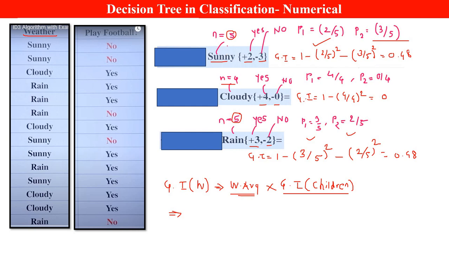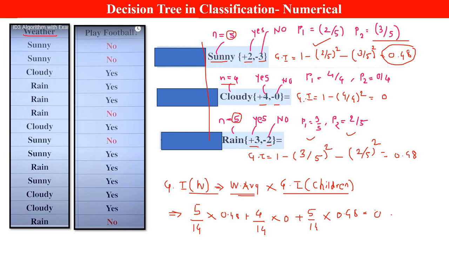So what is the weighted average for sunny? Sunny is 5 times out of 14 total observations, so 5, 5 and 4. Multiplied by the GI of sunny, which is 0.48, plus the weighted average for cloudy: 4 out of 14 multiplied by 0, plus rain, coming 5 times, so 5/14, and GI of rain is 0.48. So the GI of the weather comes out to be 0.34. This is the value for the GI of the weather.